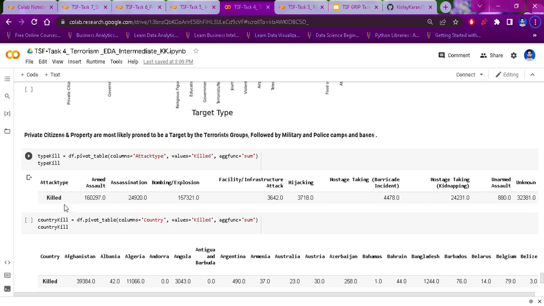Now we see here the attack type based on the kills so far. It's basically the same as what we have seen so far. In armed assault about 1,60,000 people were killed. In assassination 24,920 were killed, and this is further data about the number of kills performed when these target types were attacked by the terrorist groups.